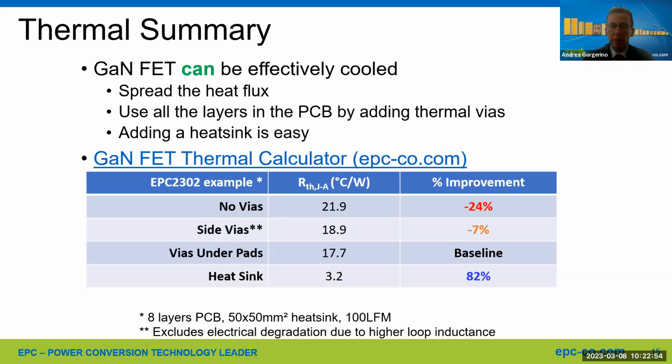So it's very useful to trade off some of these different approaches. Anyway, the end result is, the vias under pads, I use that as a baseline because that's what we normally use for our references. If you go from the under-the-pad vias to the side vias, you'll lose about 7%. And if you have no via at all, you lose about 25%. So that's a significant change. And of course, when you add a heatsink, now we're talking completely different levels. It's about 5 times less RTH, right? So you can really push the power density. You will go to this heatsink approach.